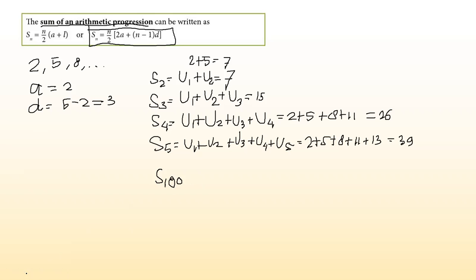Okay, I will remind you. This reminder: the UN formula, A plus N minus 1 times D, is a formula useful if you want to find the nth term. For example, the sequence 2, 5, 8. How to find the 7th term? You should use this formula.